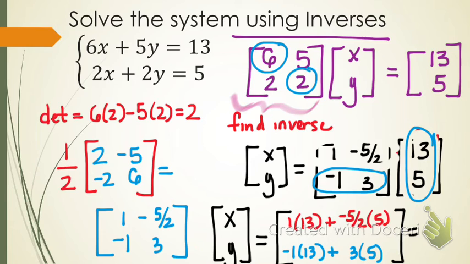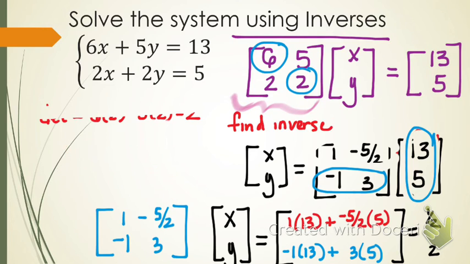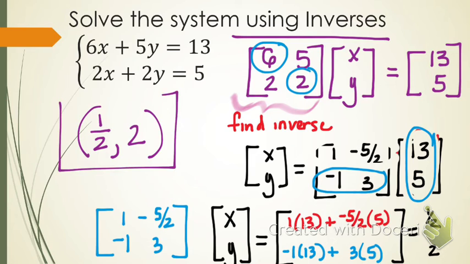So we have 1/2. And now what did you get for your second number? 2. So that means that the solution to this system using the inverse method, we figured out, is x is 1/2 and y is 2. That is the solution to this system.